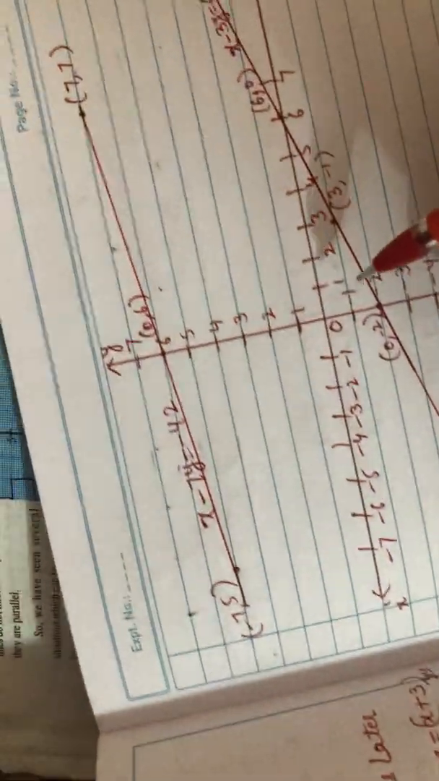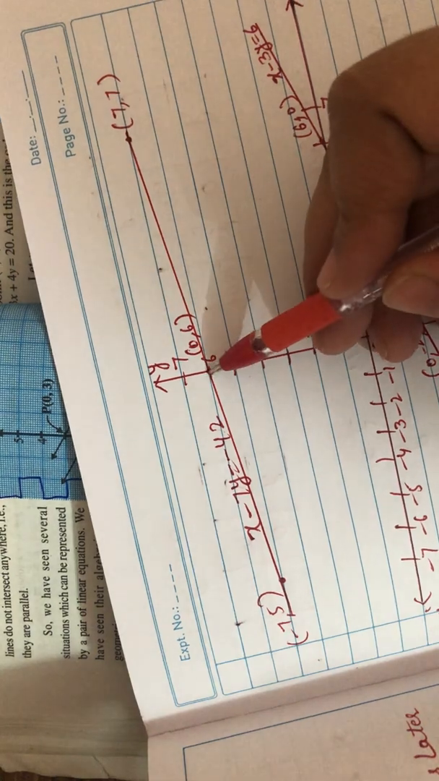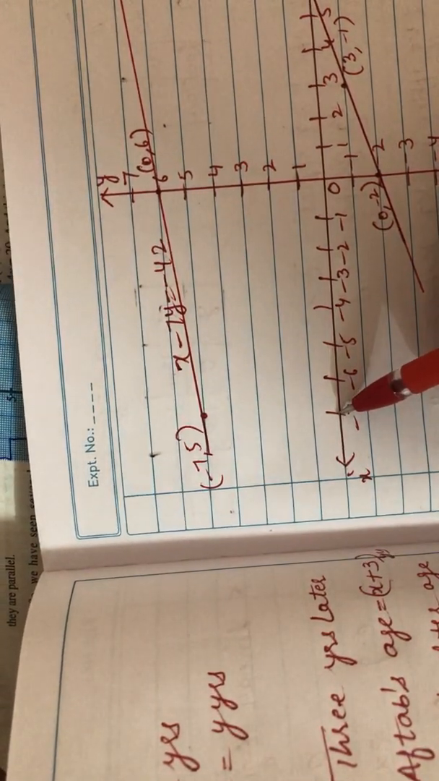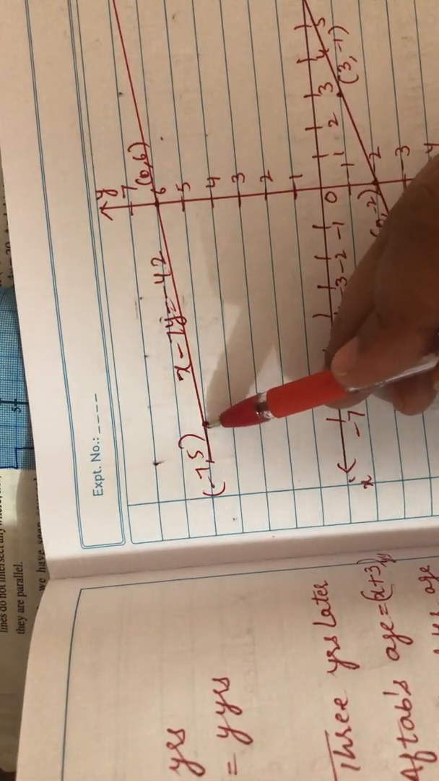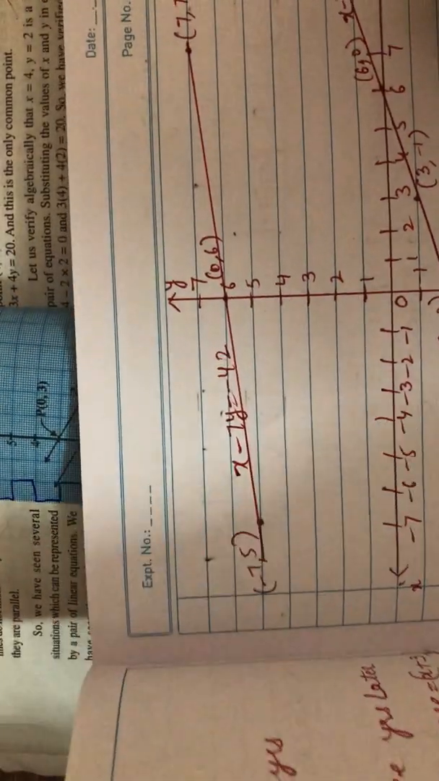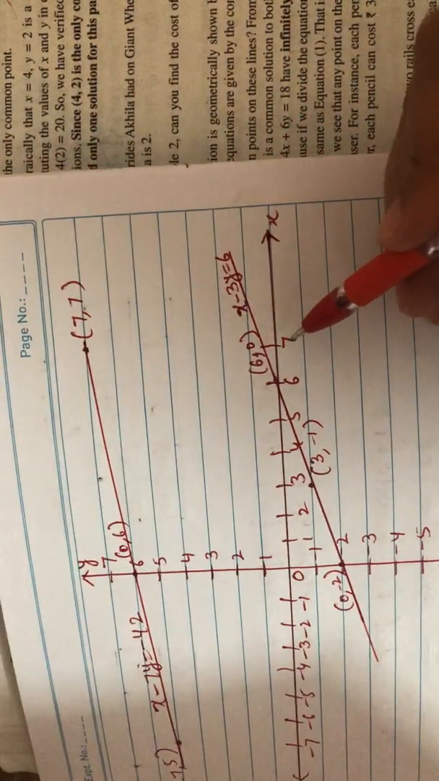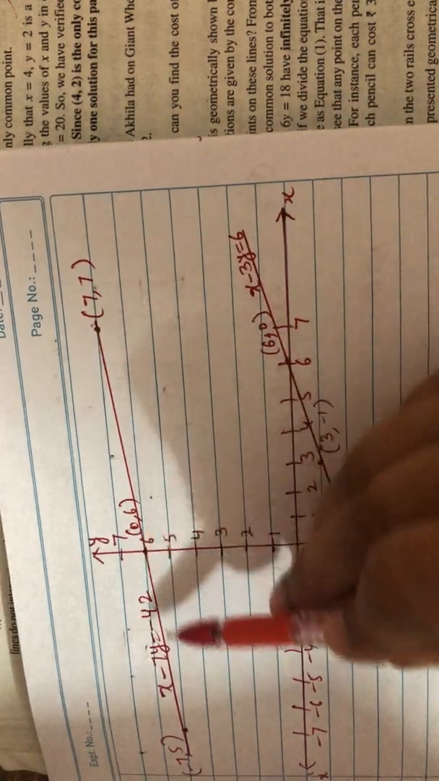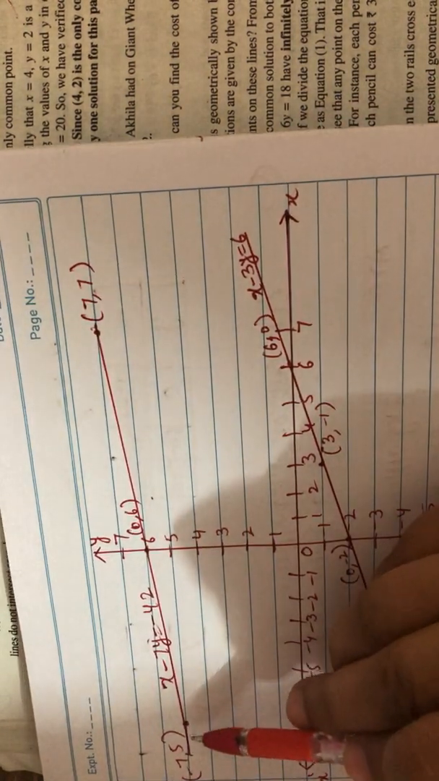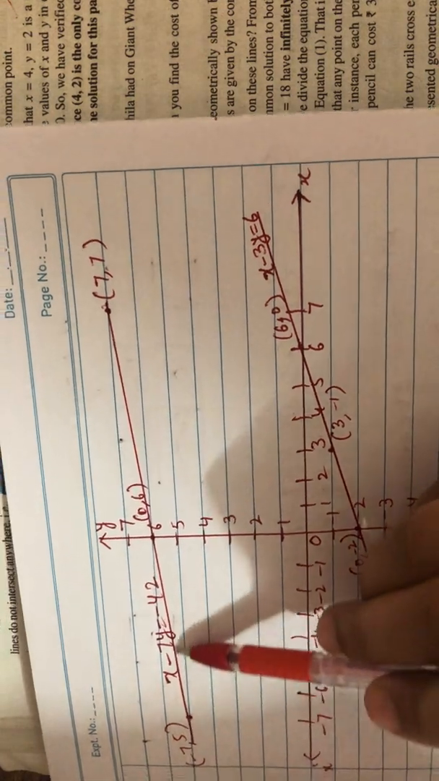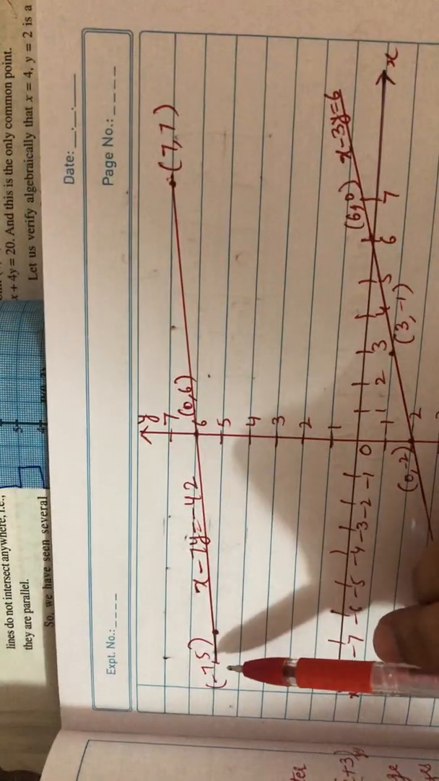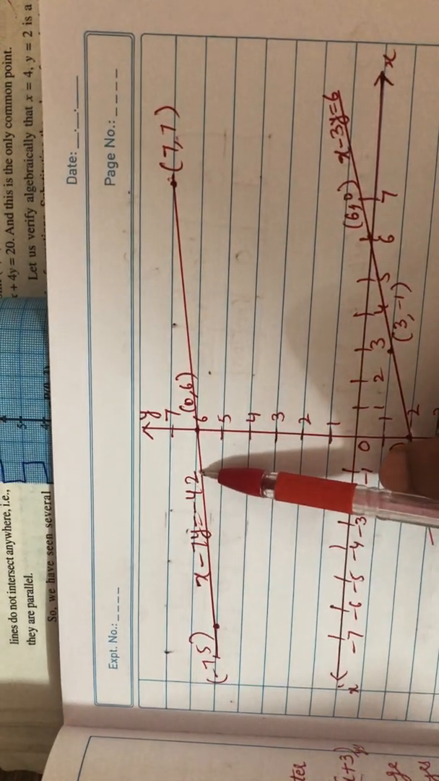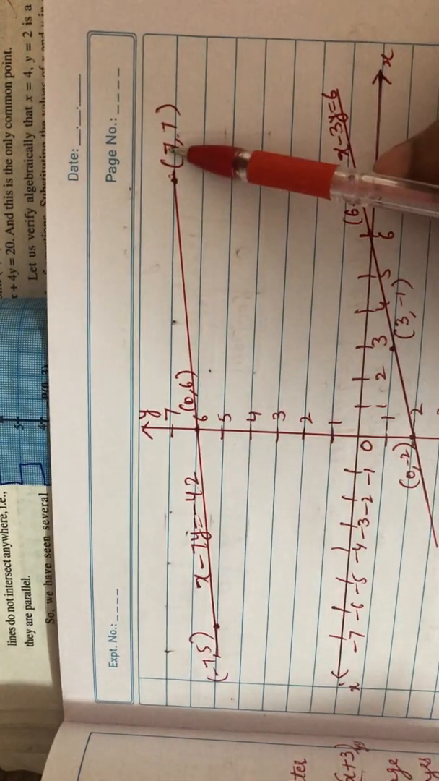0, 6 means x 0 and y 6 is here. Then minus 7, 5 means x minus 7 and y 5. So here it is minus 7, 5. Then 7, 7 means x 7 and y 7 is here. So we get these 3 points, 1 2 3. These 3 points we have plotted, and after plotting we'll join them with the help of a scale. We get the graph of this equation, x minus 7y equal to minus 42. So this is the graph of the first equation.